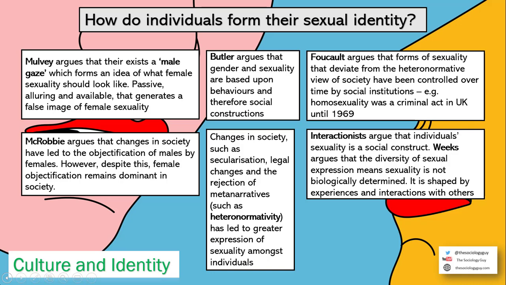McRobbie talks about male sexuality and how males are represented in the media. And about sexual identity, we can't do it without talking about Butler and Foucault. Both of those explicitly say that gender and sexuality are based upon behaviours and are social constructions, and Foucault argues that forms of sexuality are controlled by social institutions. So, for example, homosexuality being a criminal act in the UK until 1969.